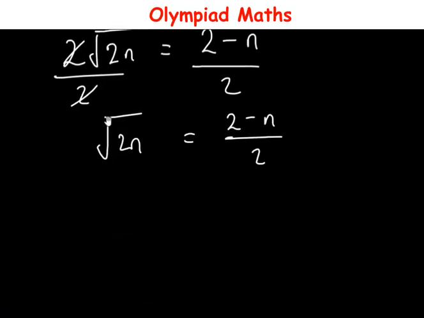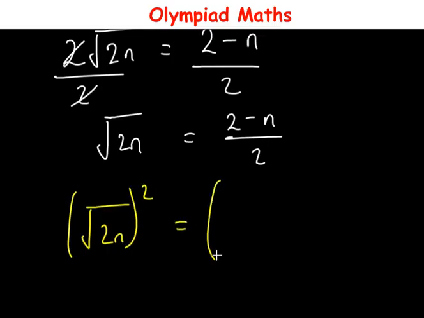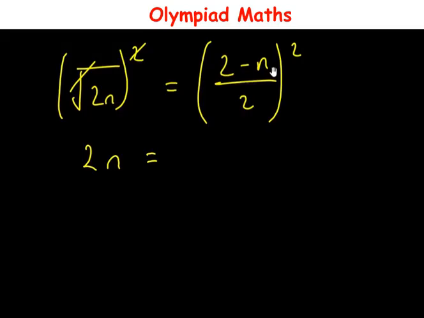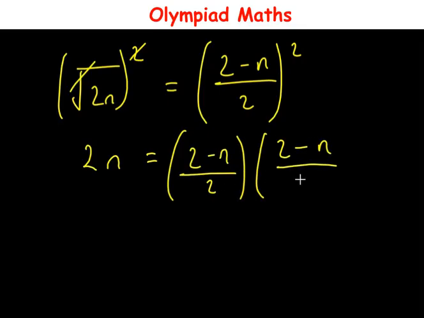So from here, the next thing we're going to do is to square both sides of the equation so as to eliminate the square root from here. So we have, in brackets, square root of 2n all squared is equal to, in brackets, 2 minus n over 2 all squared. With this, square will cancel square root. We have 2n is equal to, also we can write this 2 minus n over 2 all squared. This can be written as 2 minus n over 2 multiplied by 2 minus n over 2.